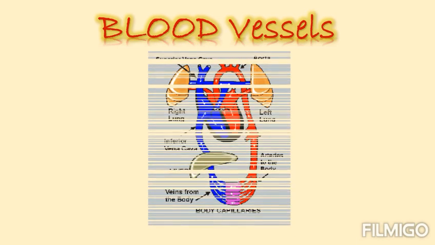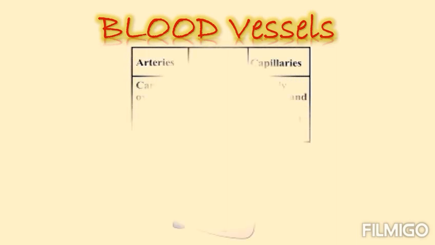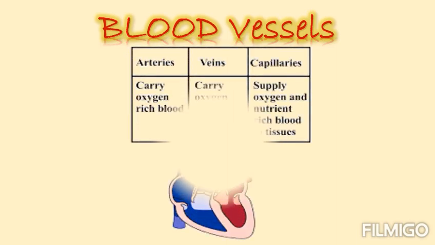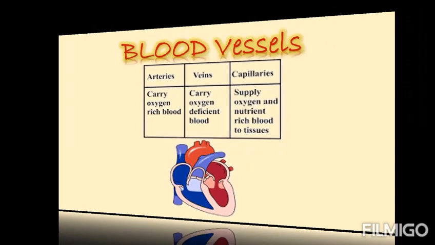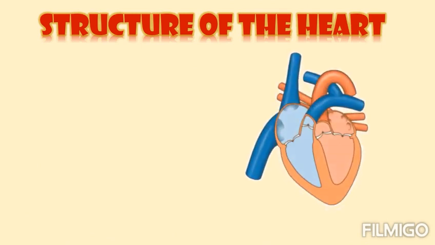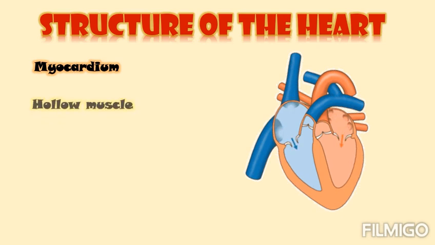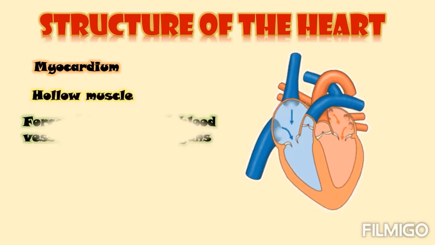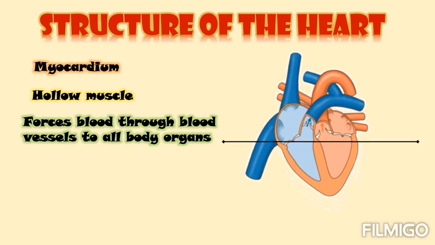Capillaries join arteries and veins, and they are the surface of exchange of nutrients and respiratory gases. This table illustrates the different types of your blood vessels as well as the organs. Now, concerning the structure of the heart, your heart is sometimes called the myocardium. It is a hollow muscle. It forces blood through blood vessels to all your body organs.